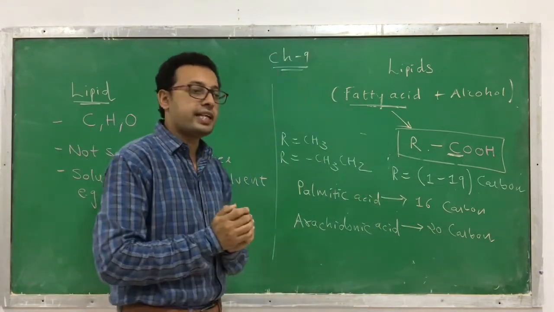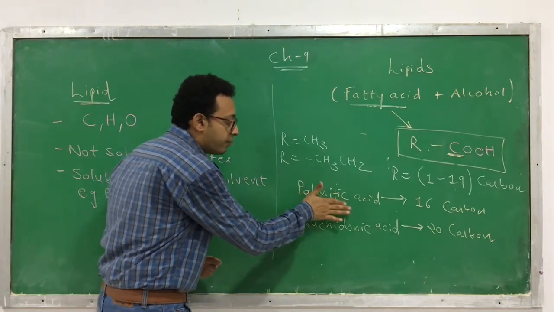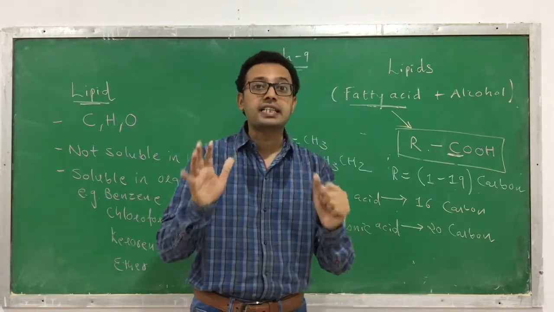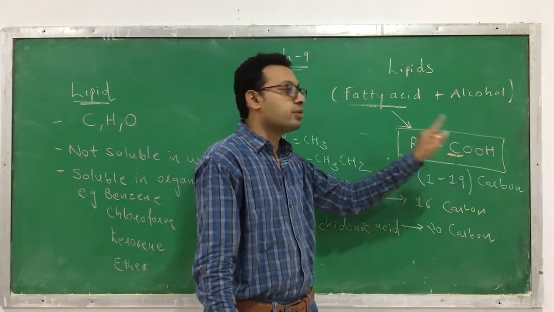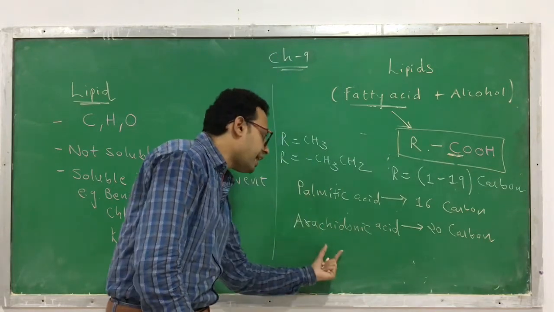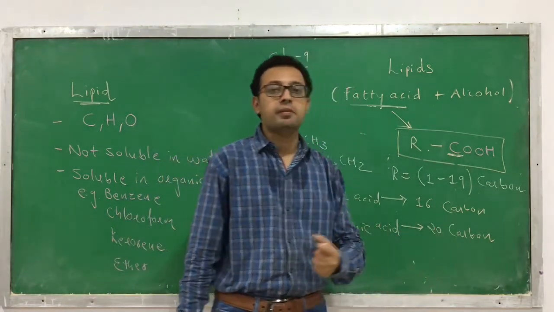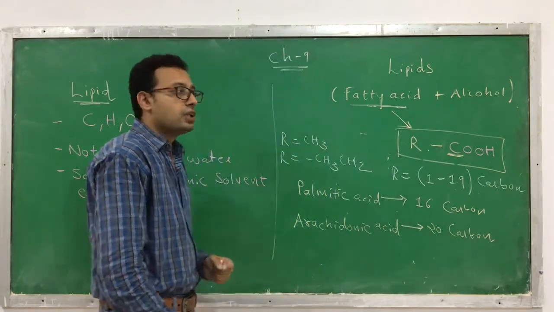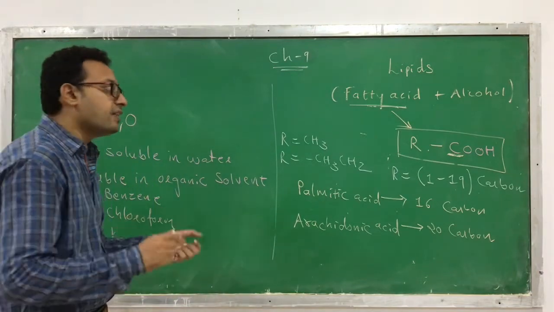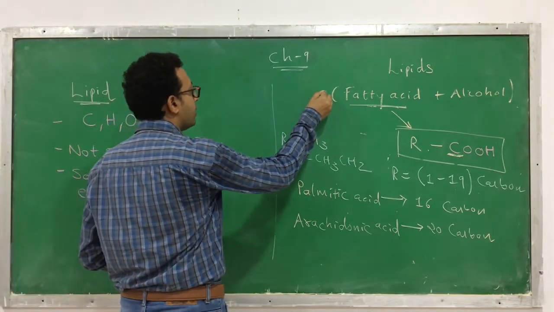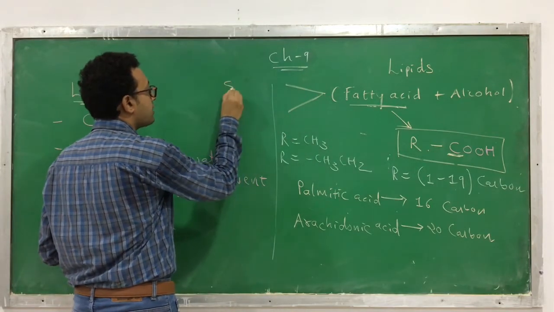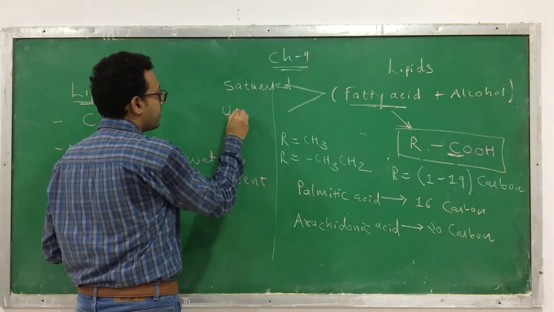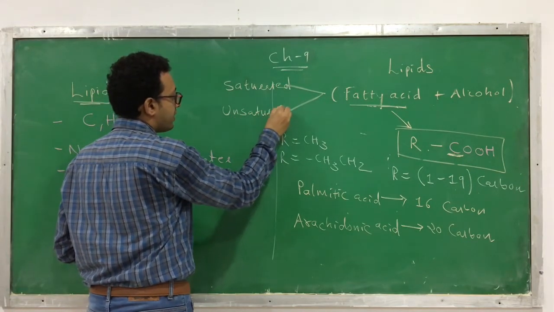I will explain with an example of a fatty acid. One example is palmitic acid. Palmitic acid contains how many carbons? 16 carbons, including the carbon of the carboxylic acid. Similarly, arachidonic acid has how many carbons? It has 20 carbons, including the carbon of the carboxylic acid. So this is a fatty acid. Even fatty acids can be of two types. First is called saturated fatty acid, and the second one is called unsaturated fatty acid.